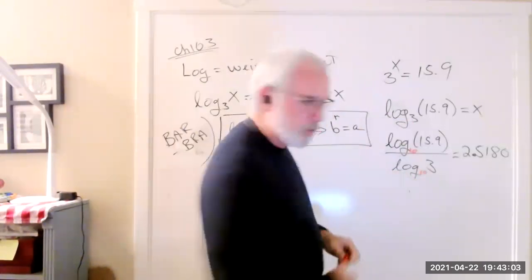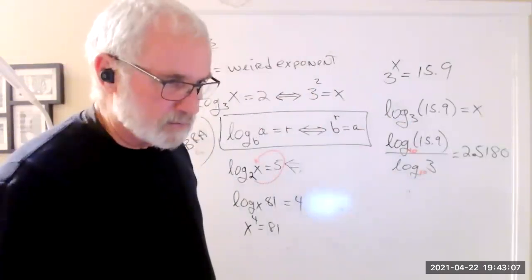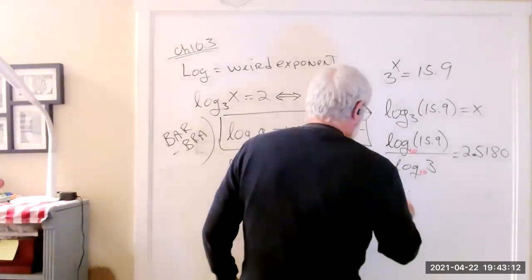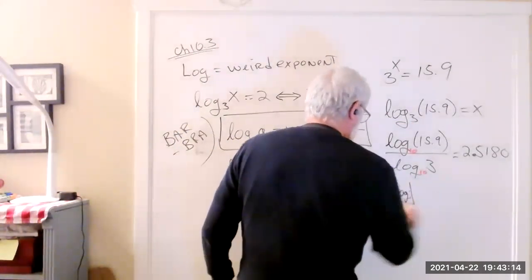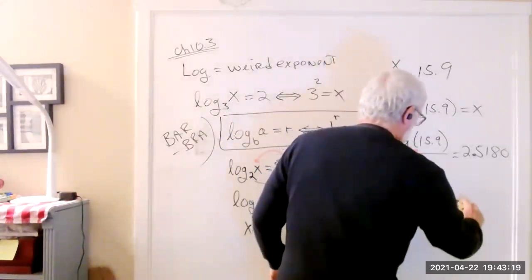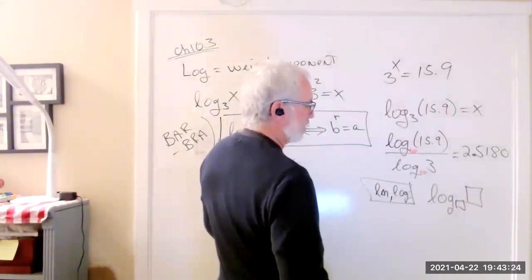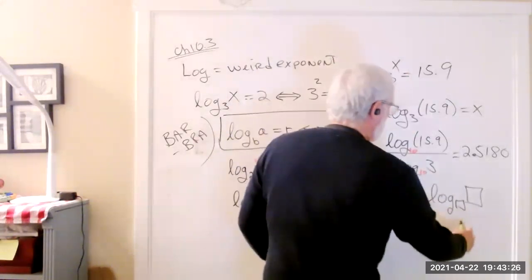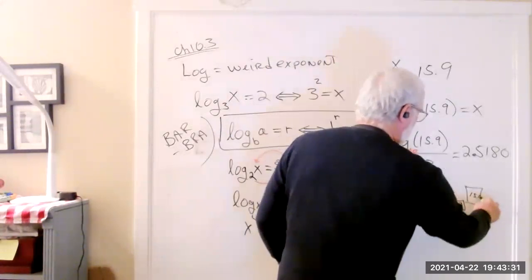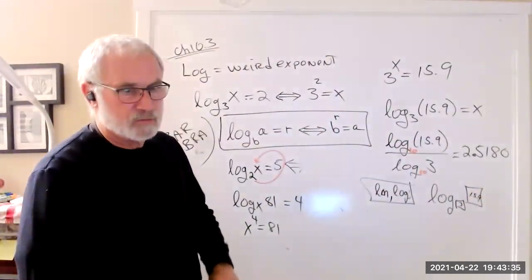However, do you have that magic? Which calculator do you use? The 36X? Yes. Then you have that magic button. If you press the LN log button a couple of times, you're going to get log blank blank. And you should be able to put a 3 here and a 15.9 here and get the same answer without having to worry about the division.